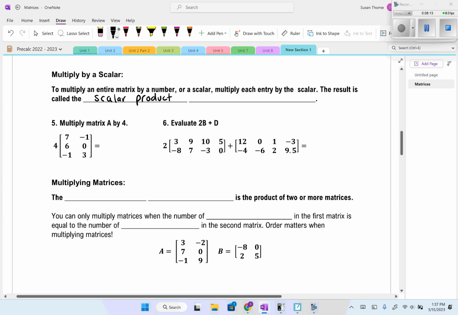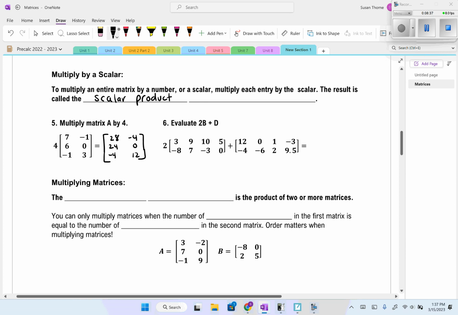So if I want to multiply matrix A by 4, I would again multiply each entry by 4. So 7 times 4 gives us 28. 4 times negative 1 is negative 4. And then row 2, 4 times 6 gives us 24. 4 times 0 is 0. 4 times negative 1 is negative 4. And 4 times 3 is 12.